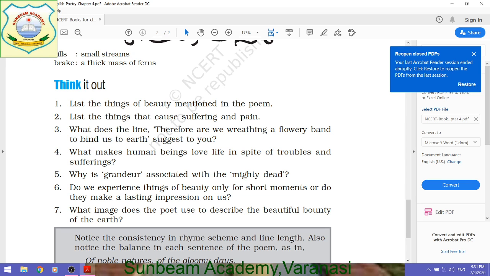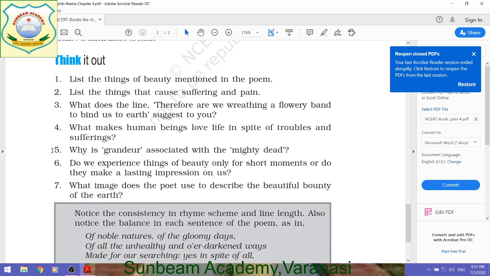They are attached with one another, and we seem to wreathe a flowery band that keeps us attached with the beauties of this earth. In that sense this line has been mentioned, so you can write that in your own words. And now students, let us see question number 4.